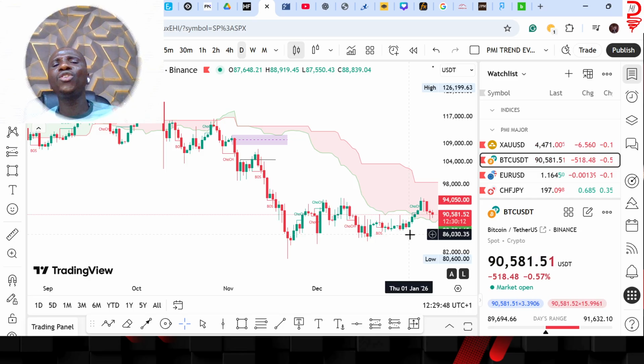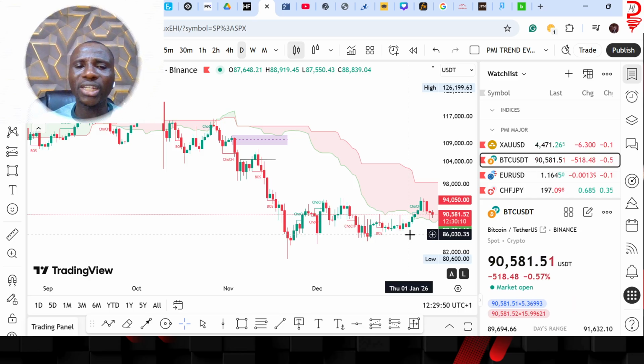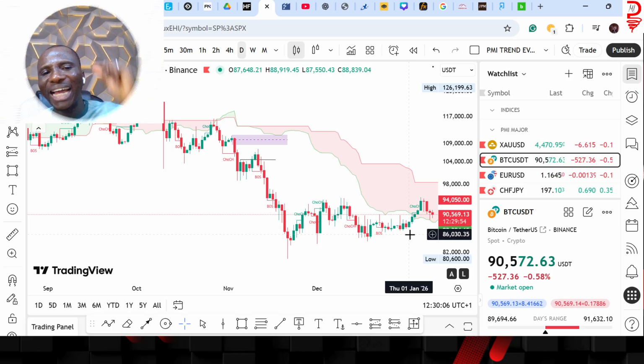So either you have an area of unblocked liquidity where the big players will come and sweep liquidity before they go in the direction they really want to go, or an area of blocked liquidity, popularly known as an order block. Before you take a trade, you must identify either of these two. If none of this is present, don't take any trade.